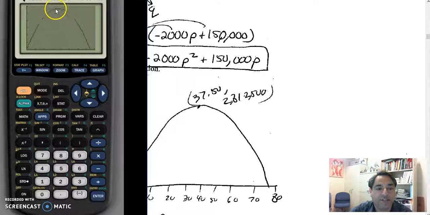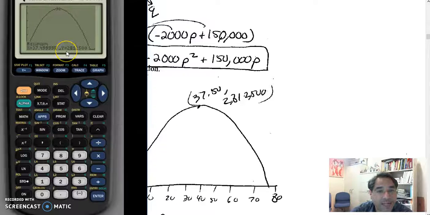Now my goal is to find the vertex. So as we did last time in the calculator, second trace. Now it's a maximum, it's a high point. Number 4. Go to the left, enter. Go to the right, enter. Guess where you think it is, enter, and your vertex will be $37.50, and let's see, $2,812,500.